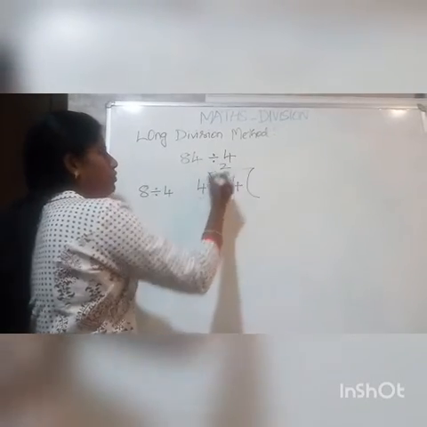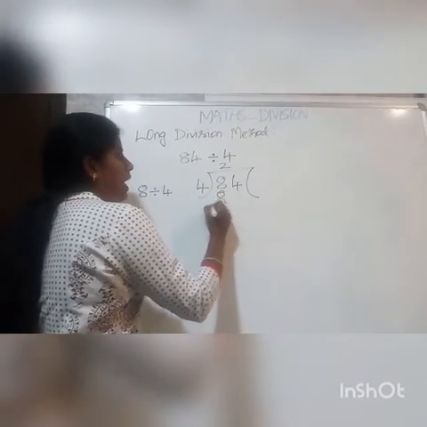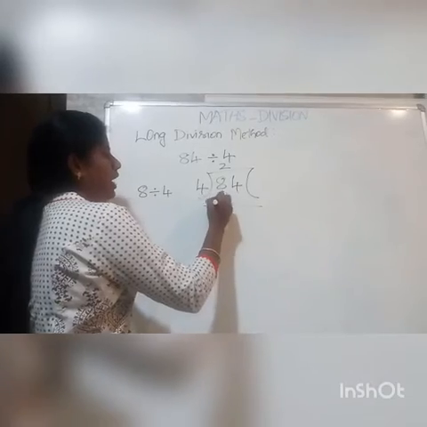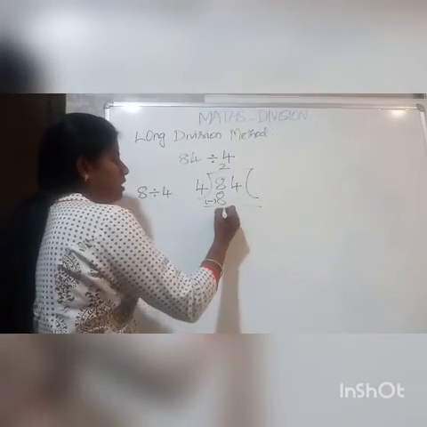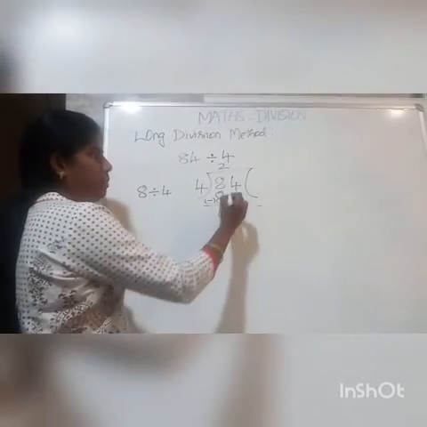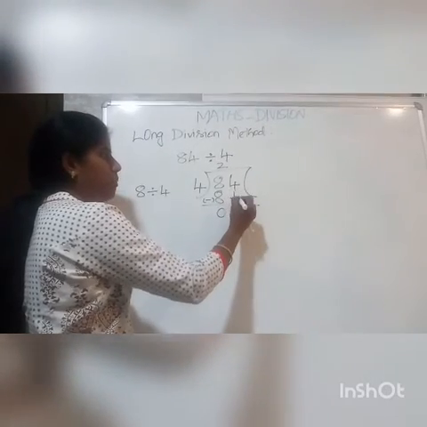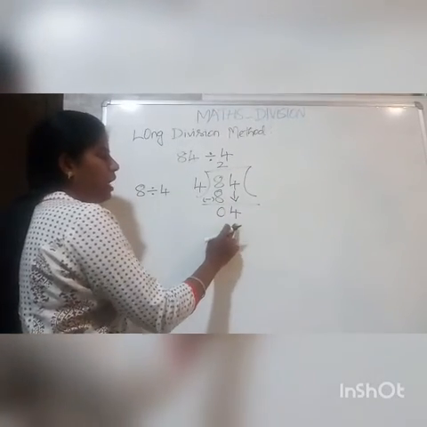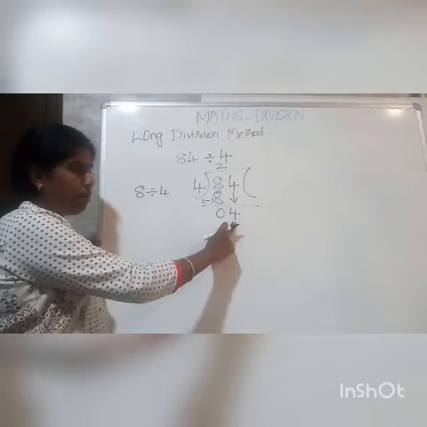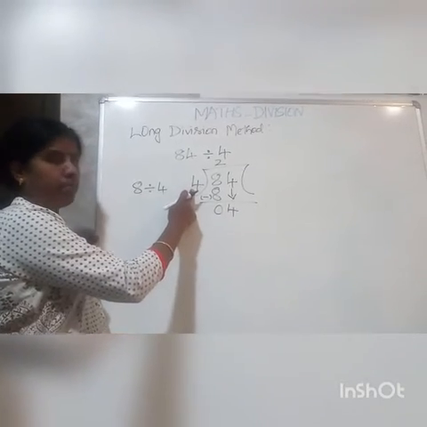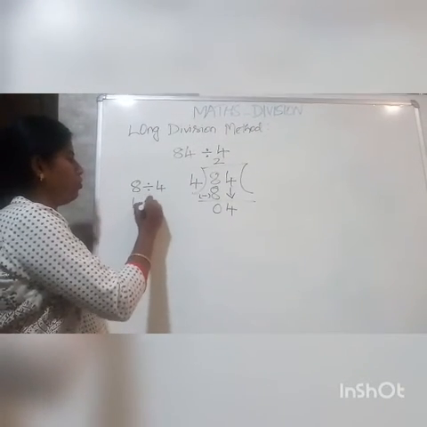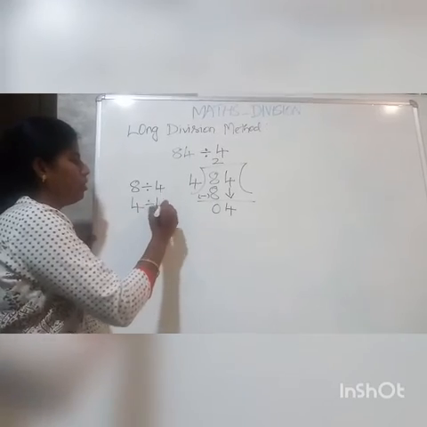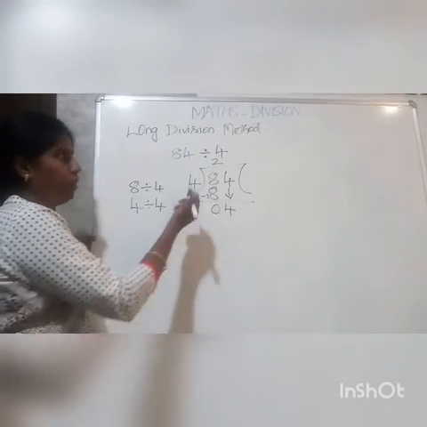So 2 times 4 is 8, and then we need to subtract and then write the number here. Next step is to bring the second number down here. Now after bringing the second number down, we need to divide this number by the divisor. So 4 divided by 4.